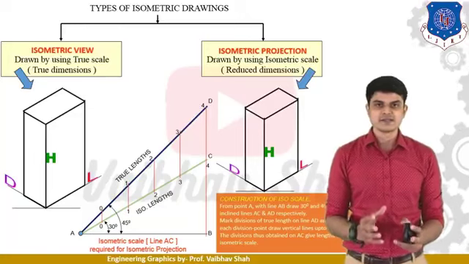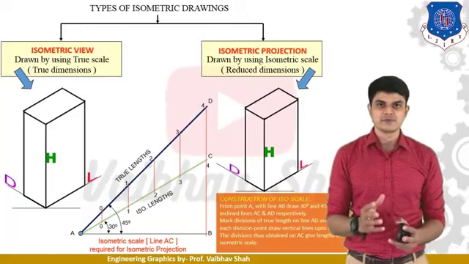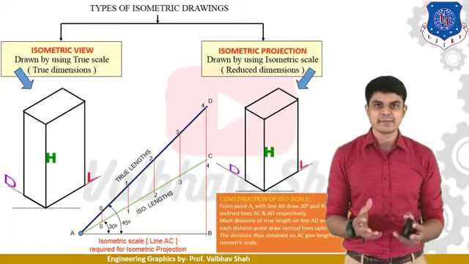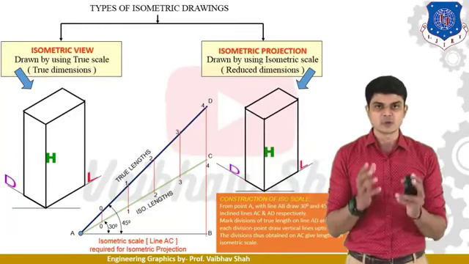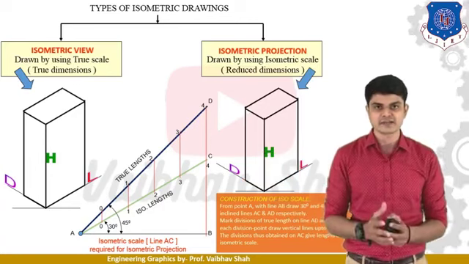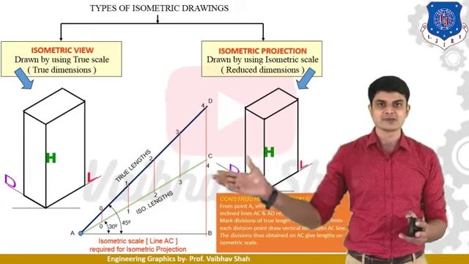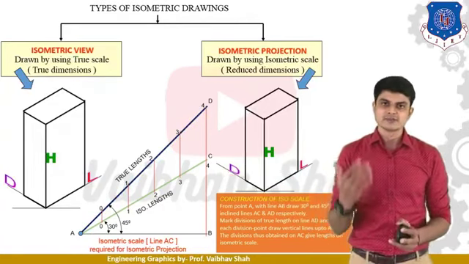So reduction factor is what? 0.815. So if you need to directly transfer your dimension from a true length to isometric length, what you need to do is just multiply your true length by 0.815 factor. You will be directly getting the dimension on your green scale. Right? So let us move ahead.